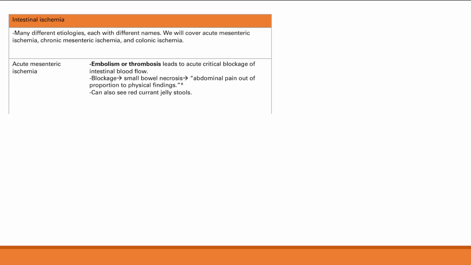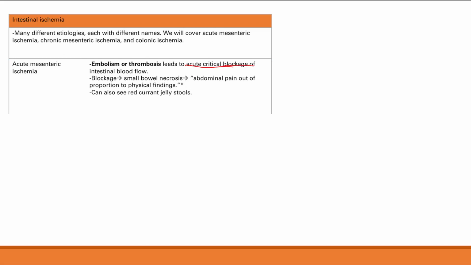So first, acute mesenteric ischemia. This results from an embolus or thrombosis. So a blood clot is an embolus traveling all the way to the intestinal vessels, or thrombosis, where it just clots locally. And this is going to lead to an acute critical blockage of intestinal blood flow. So it's a sudden change.